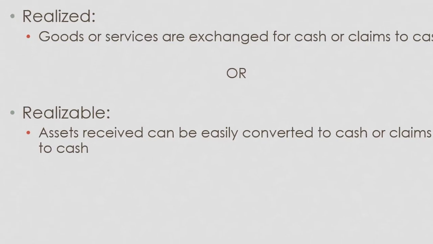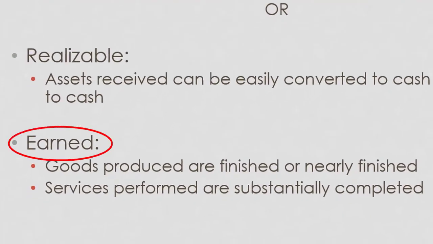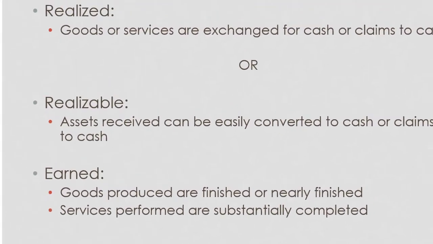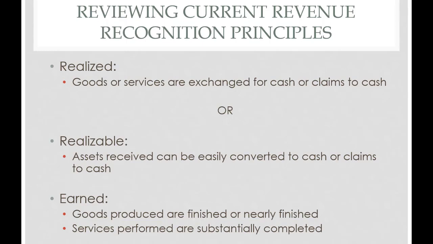The next major element was that we had to have earned the revenue. So the goods are produced or they are almost produced, ready to be picked up, or we've performed the service that we promised we would provide in exchange for whatever consideration, stock or cash or other assets that they could give to us. So we had to have a guarantee of some kind that we would get paid. We had to have done the work.